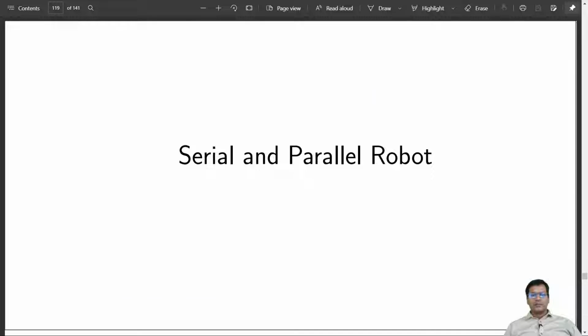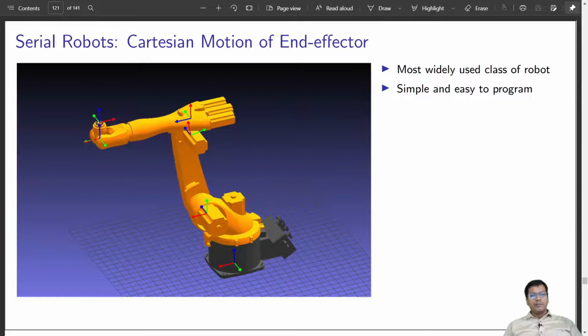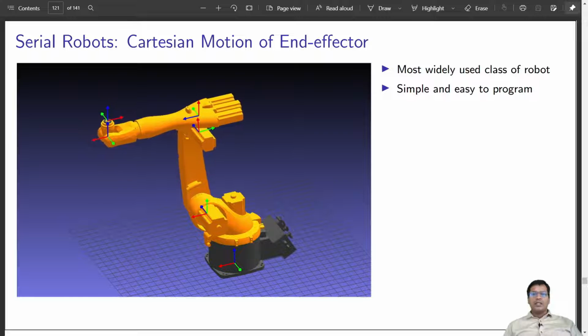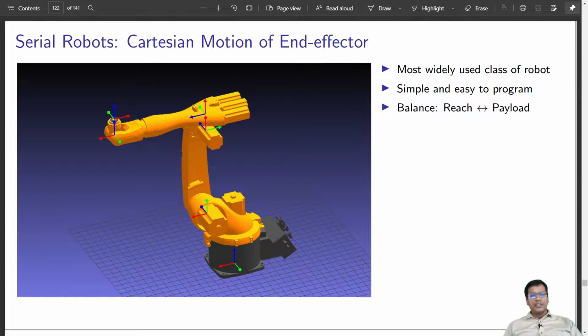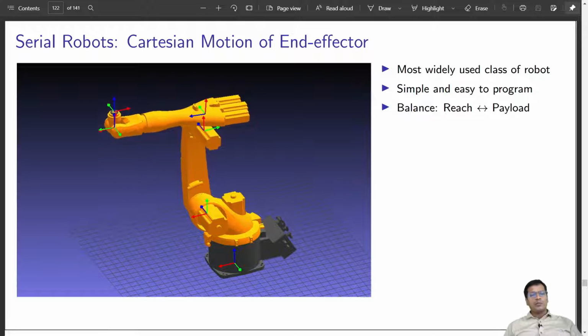So let us start. Serial robots are the most widely used class of robots in industry today. They are simple, easy to use, easy to understand, and easy to program. They have a very good balance between their reach, to a distance commonly used in industry, and their payload capacity. They offer a wide range of payloads, ranging from very small ones commonly used in the electronics industry to huge ones used in automobile industries.